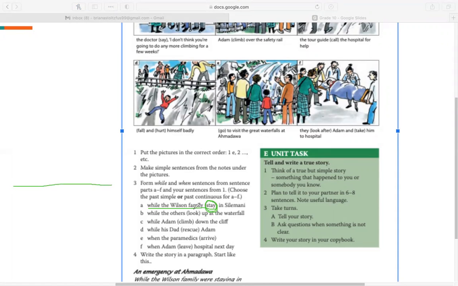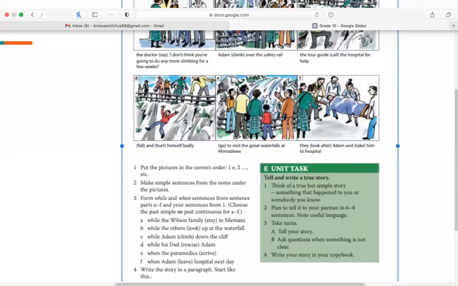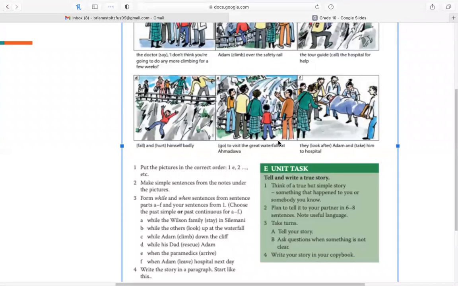So while the Wilson family was staying in Sulemani, what happened? What happened? They went to visit the great waterfalls at Ahmad Dawa. So A is the beginning of the sentence that goes with E.